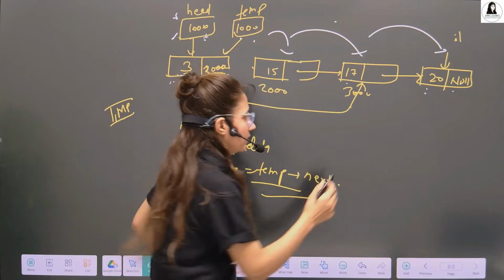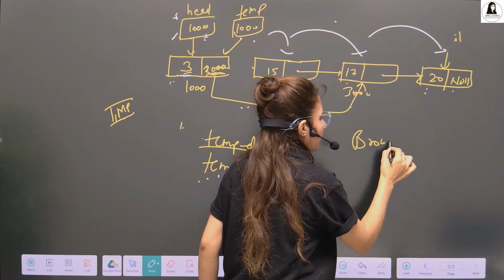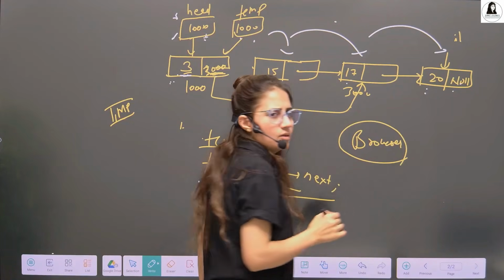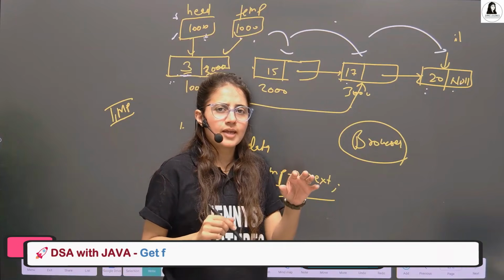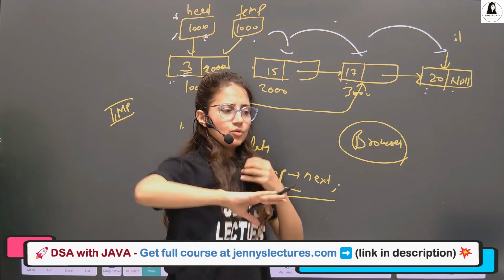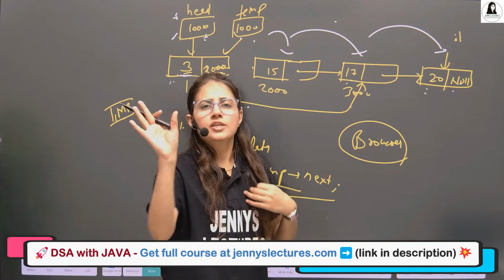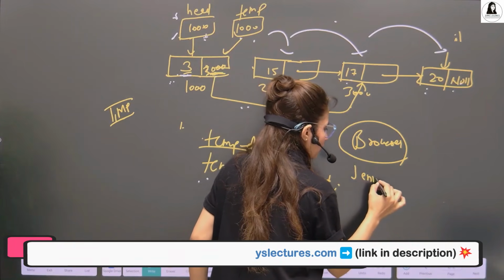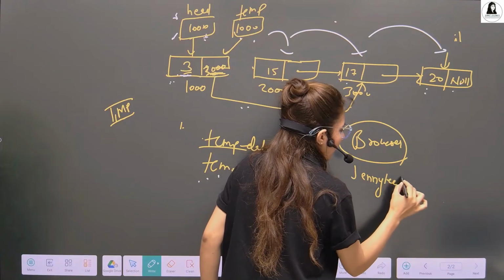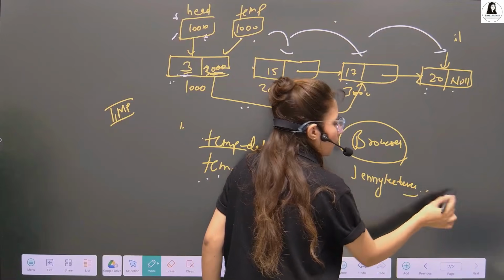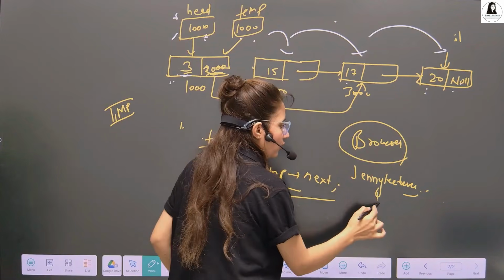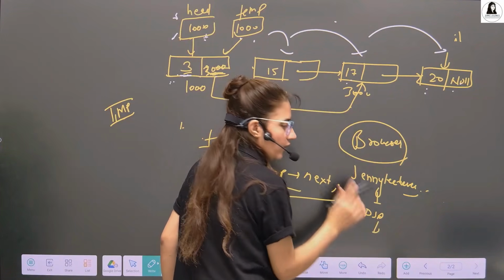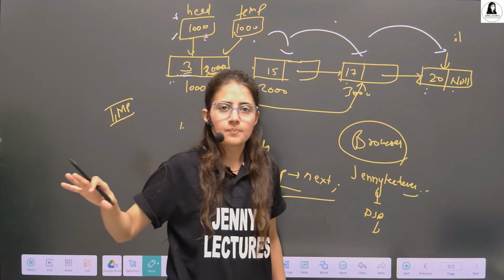Next, in browser, this is a very good example. Once you open the browser and any website, you can take Google or suppose jennyslectures.com. You click there, and on the website there are some more options, like you click on the course DSA with Java. You again click, you enroll, and something like this.